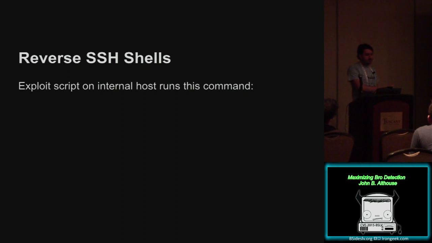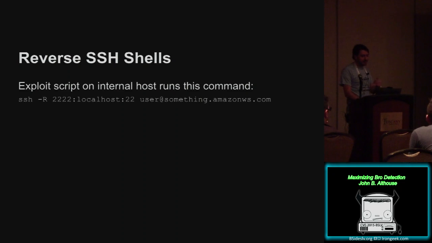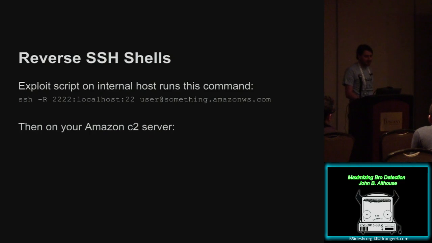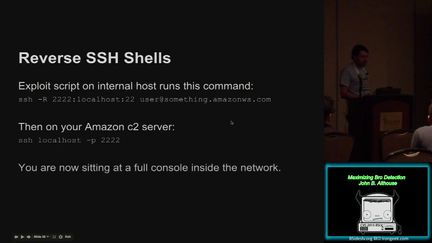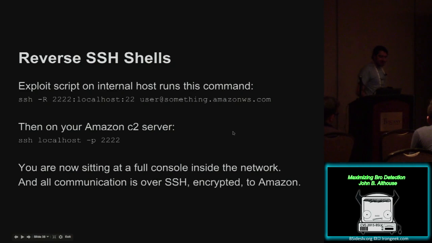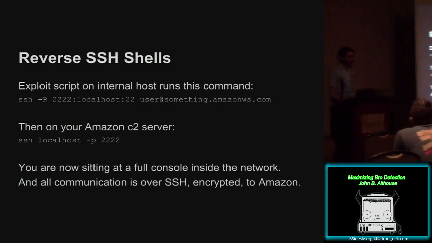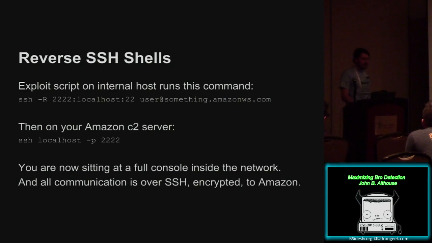So an exploit script runs on a host inside of your network, and what it's going to run is something like this. So run this SSH command. It's just binding a port and then SSHing out to, let's say, Amazon AWS. And then on your Amazon C2 server, let's say you're using Amazon for C2 because it's great, you would just SSH to that port that was bound. And what you now have is you're sitting at a full console inside your target network. And all the communication is over SSH. And it's encrypted. And it's just going to Amazon, which probably looks pretty normal, especially if you have a lot of developers in your company.